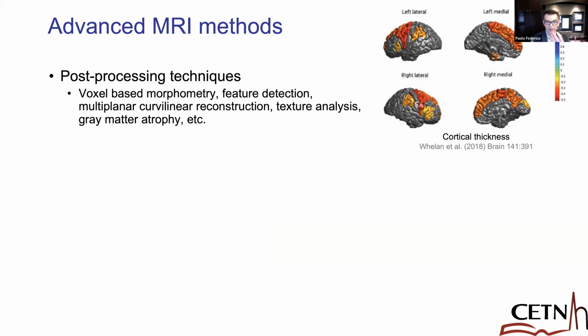First, you can take the same imaging data that you acquired and subject it to post-processing techniques. There are many techniques you can perform, and it depends on which center you're from. I would say arguably the Montreal Neurological Institute in Canada is heads above the other epilepsy centers for doing this to identify potential epileptogenic lesions. And some of the methods you can use, which I won't discuss, include voxel-based morphometry, feature detection, multiplanar curvilinear reconstruction, texture analysis, gray matter atrophy, amongst others.